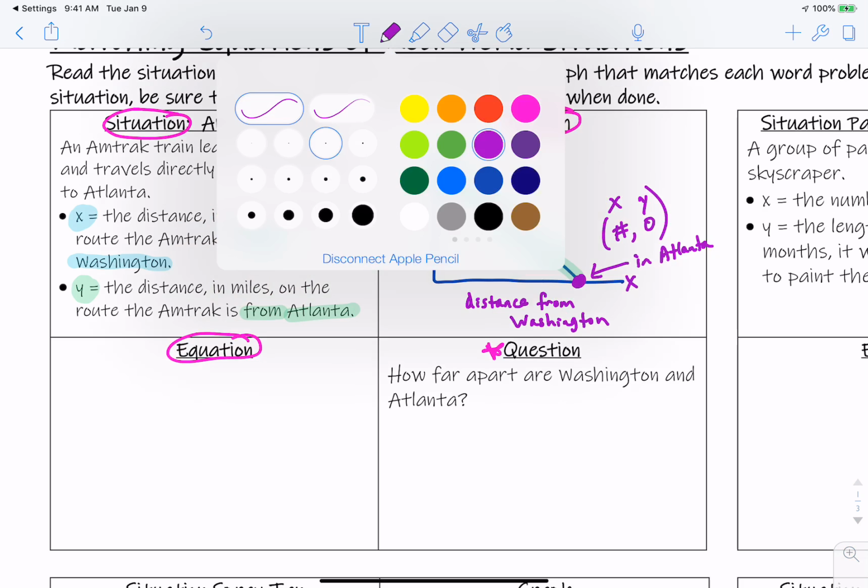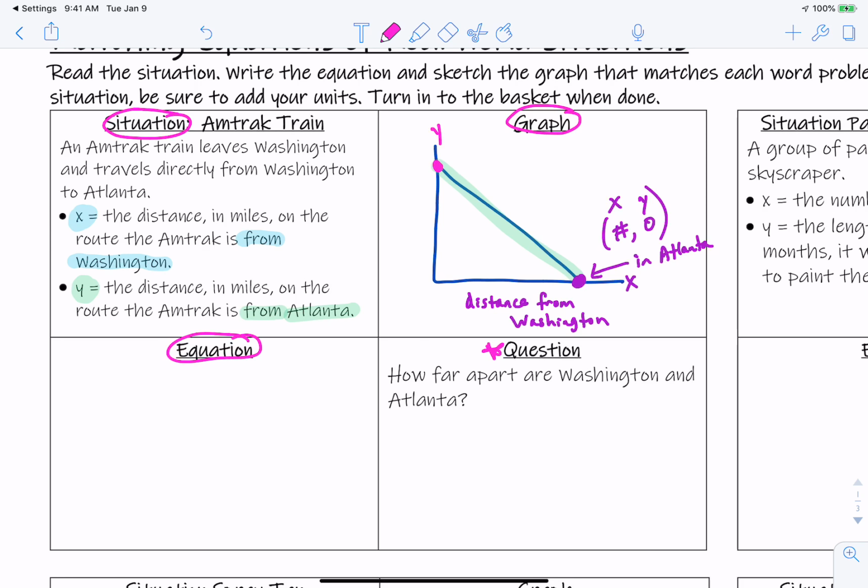Now if we come up here to our y-intercept, what we're talking about for y is the distance from Atlanta. For any point on the y-axis, our x would be 0, and our y is going to be some number. So right here, this is when we are in Washington, because if our x is 0, we have no miles from Washington. This means that we are in Washington at this point.